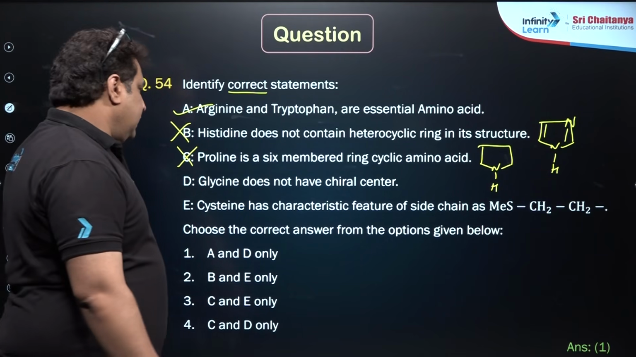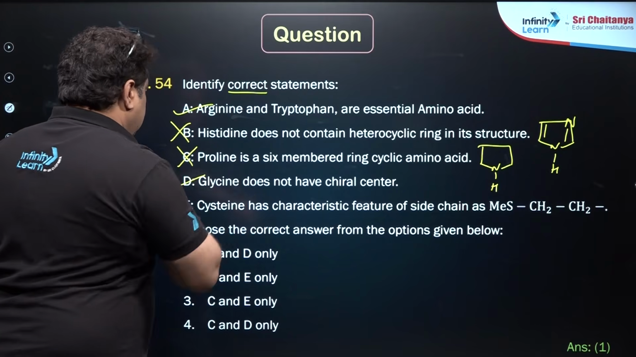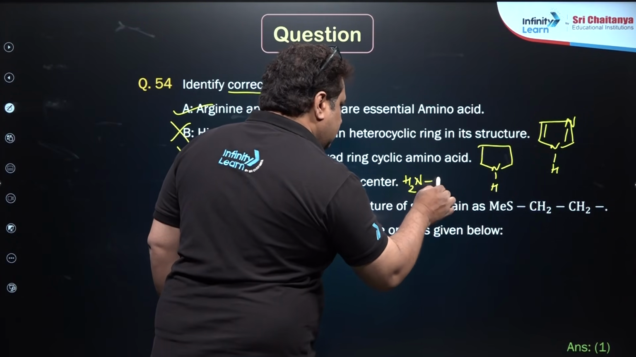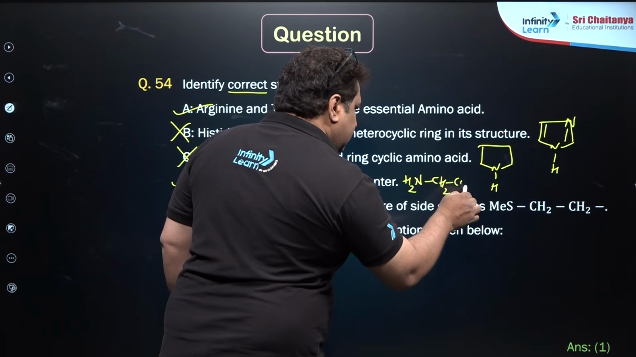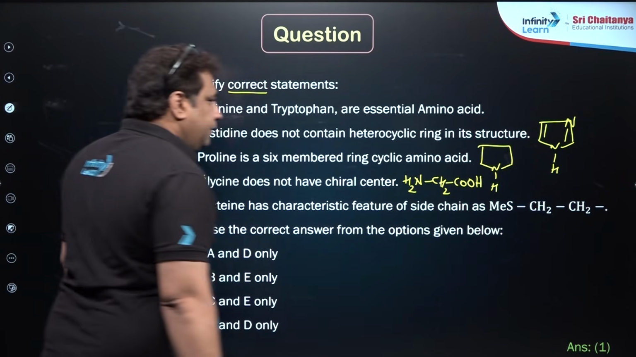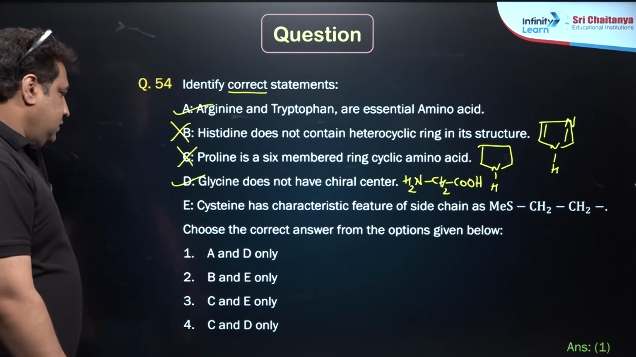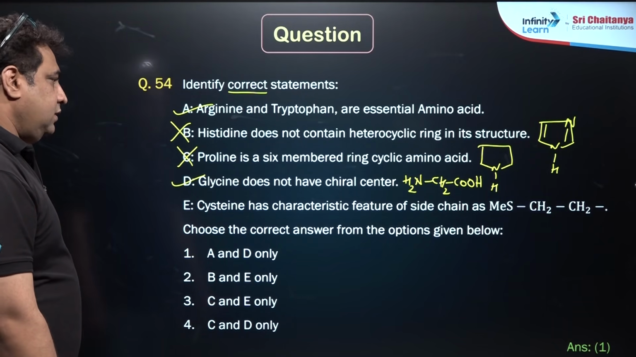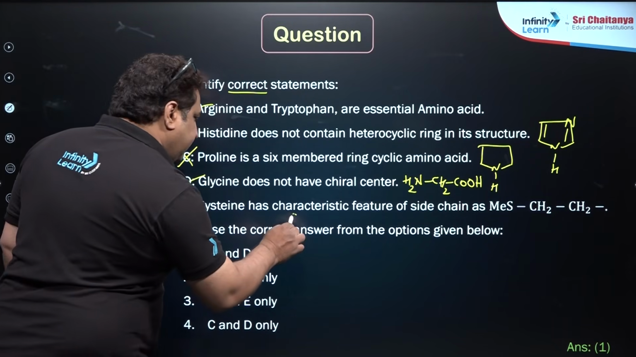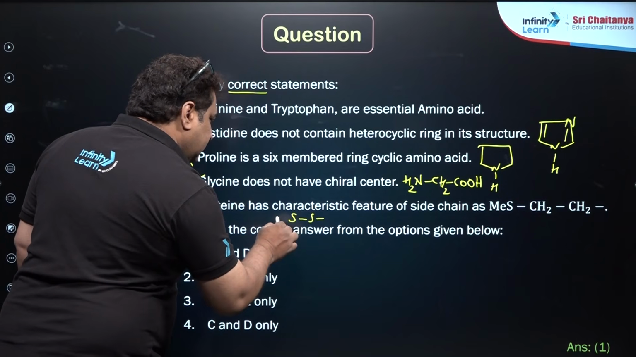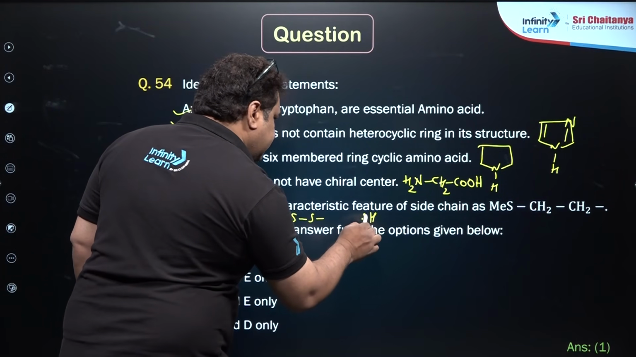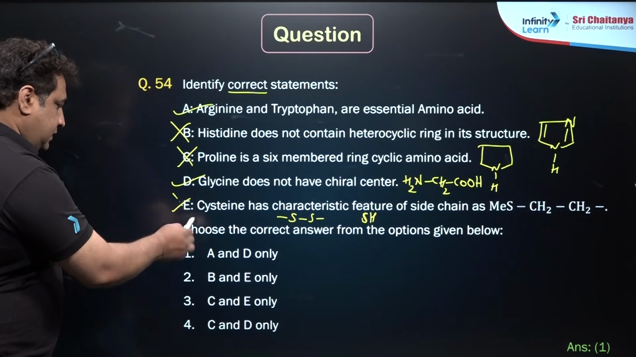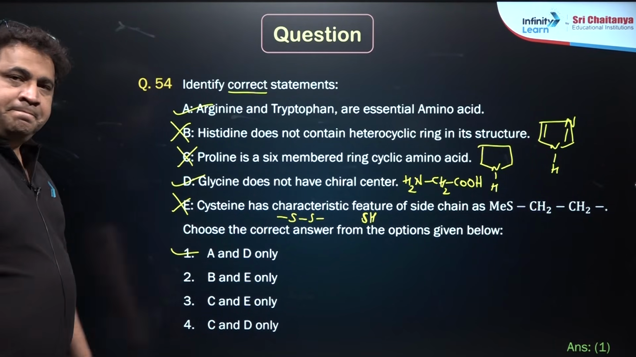Glycine does not have a chiral carbon, correct. Glycine is NH2, CH2, COOH. Cysteine has a characteristic feature of the side chain: it has SH, and disulfide bonds it has. Hence, the answer is A and D only.